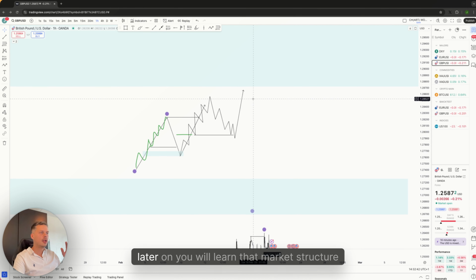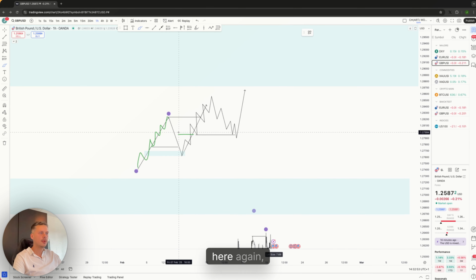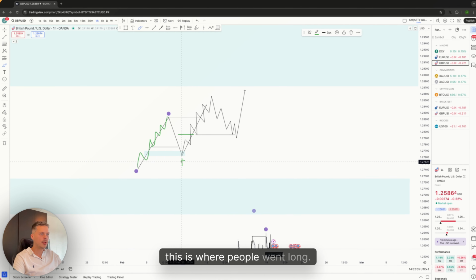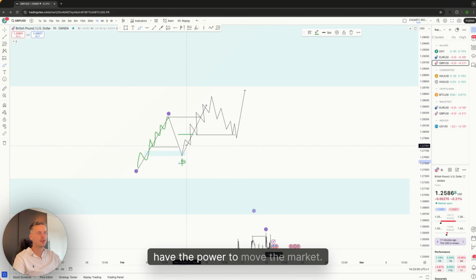And later on, you will learn that market structure mainly is not holding. It throws out lows to take liquidity from the market, because all those stop losses will be down here. Again, this is where people went long. This is where institutions came in, because they have the power to move the market. So imagine how many stop losses are below.